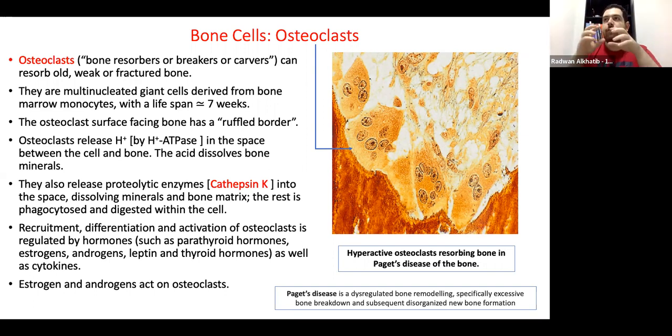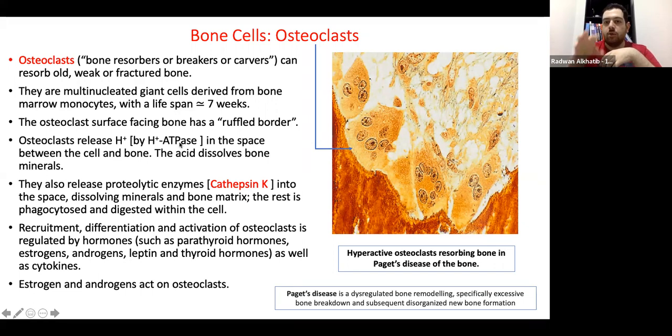So if you want to break down, let's say, a bench in the kitchen, how would you do that? It's made from calcium and minerals. So you can basically pour on some bleach or some acid, and it will start eating up the bench by itself. And that's the same process that the osteoclasts do. They bring hydrogen, which is an acid, by the hydrogen ATPase enzyme.